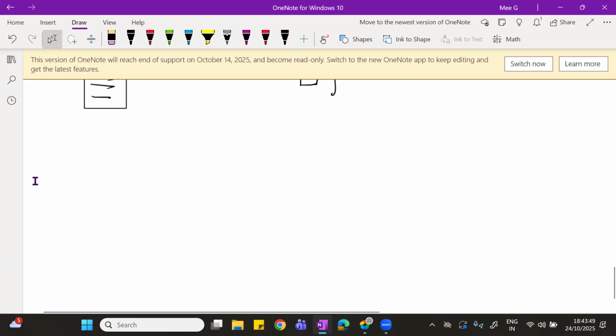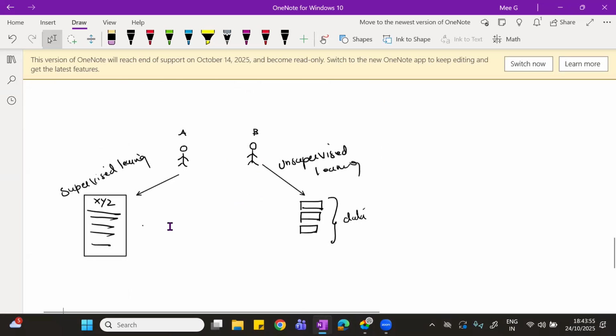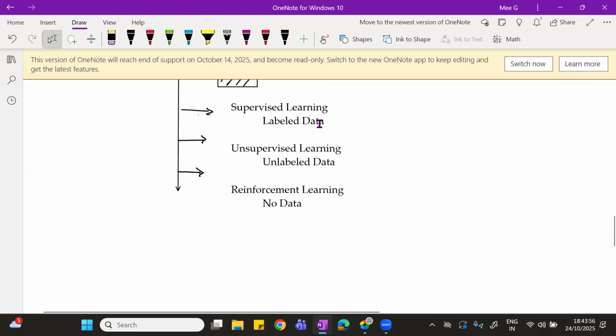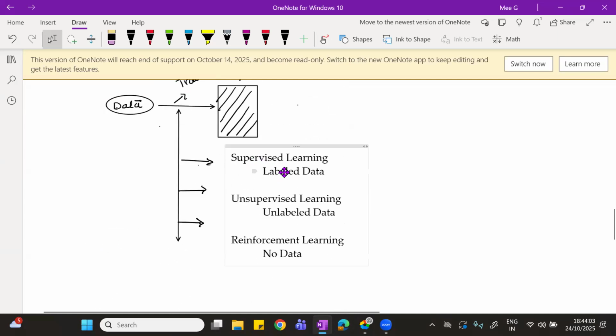Now you know what supervised learning, unsupervised learning, and reinforcement learning are. In the first two cases, we have the data. In the third case, we don't need the data at all. In other words, the first two are human dependent. From where will they get the data? Humans, developers, or programmers will provide the data. They are human dependent.